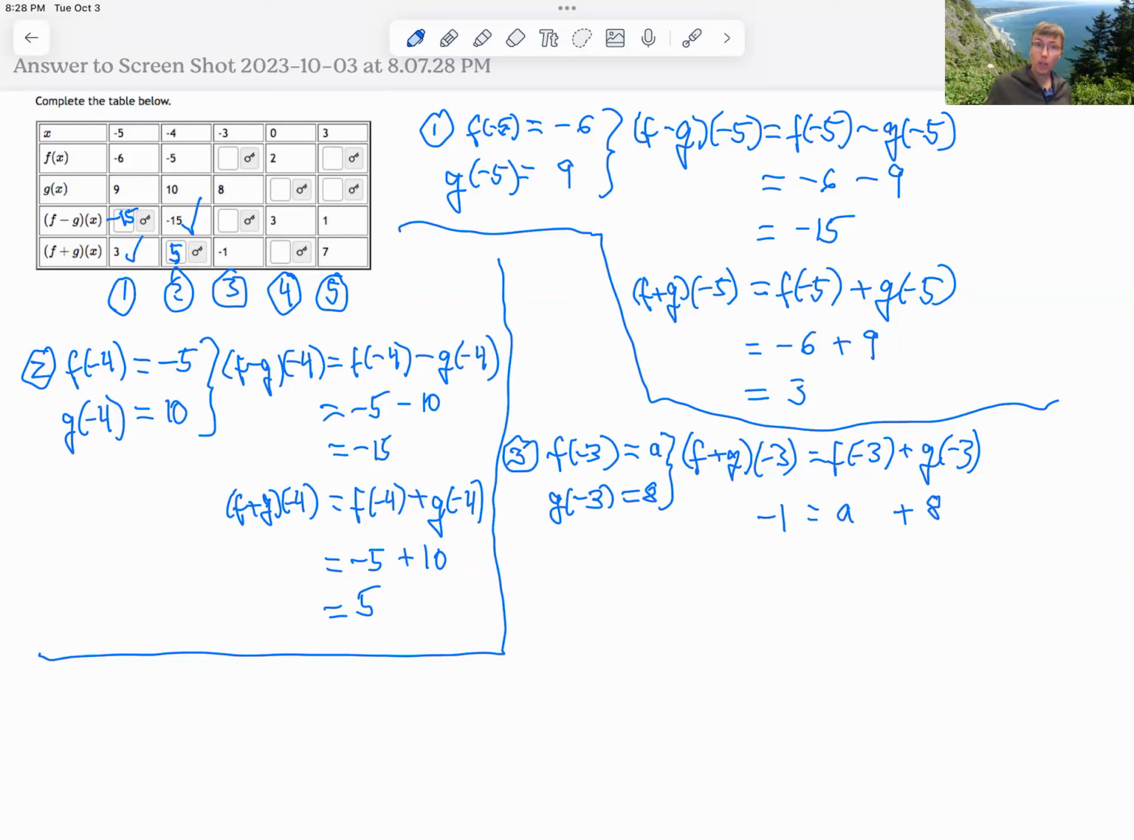So now I have an equation, and I have an equation with one variable. That's why I chose this one first, the f plus g, because we had another second number. And all I have to do is go -8 on both sides. And I will get -9 is A. So I now have found that f of negative 3 equals negative 9. Ta-da. And so I can write that in here, negative 9.